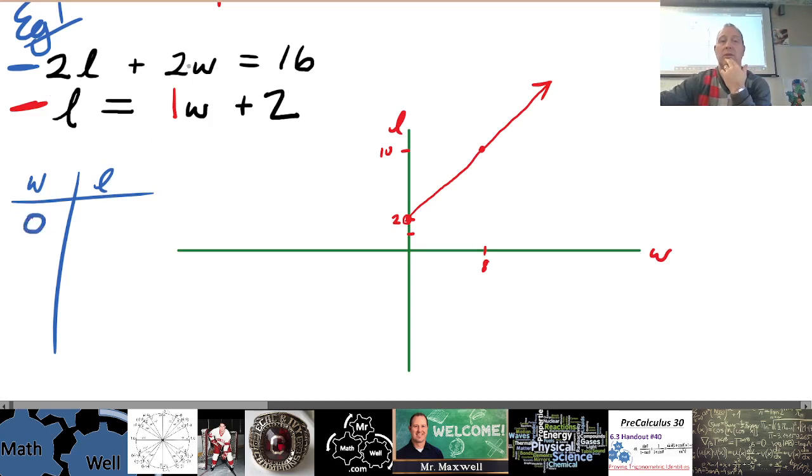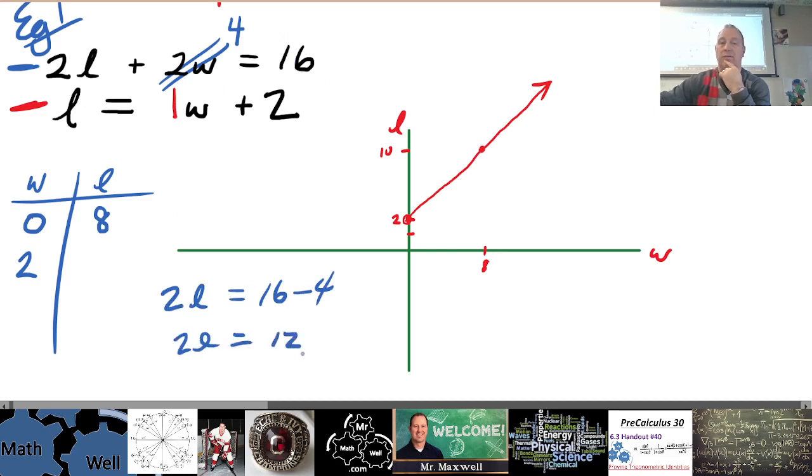If W is 0, then this is 0, and I have 2L equals 16. What is L? 8. Does everybody see that? If W is 0, L is 8. 2 times 8 is 16. What about if W is 2? 2 times 2 becomes 4. So 2 times something plus 4 equals 16. If you want to show your work down here, I appreciate that. So 2 times L has to equal 16 minus 4, or 2 times L has to equal 12. So L is 6.